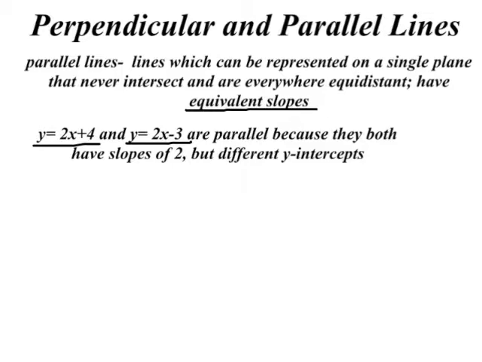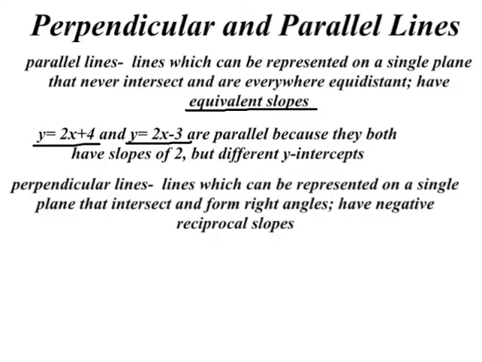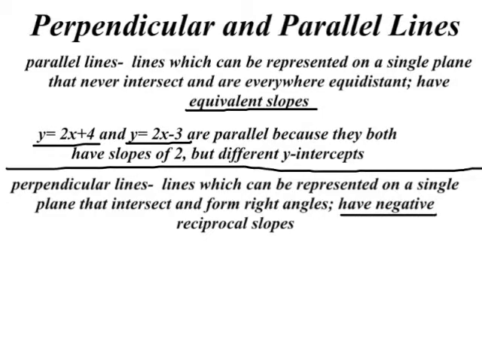So the next thing then is perpendicular. Well, perpendicular lines are those lines which can be represented on a single plane, just like parallel, but these lines intersect and they form right angles. So what does that translate to us? That means that they have negative reciprocal slopes. So here again, when you look at the slopes of these lines, their slopes are going to be negative reciprocals.